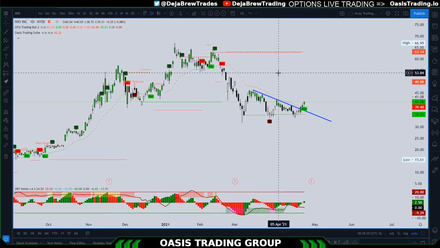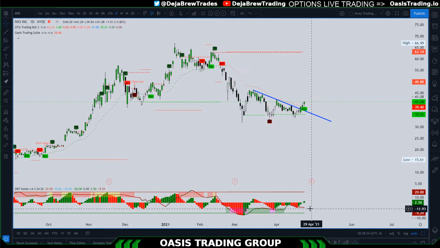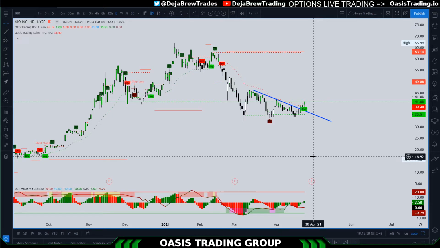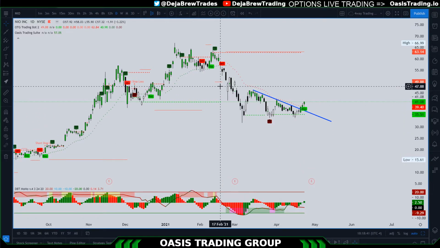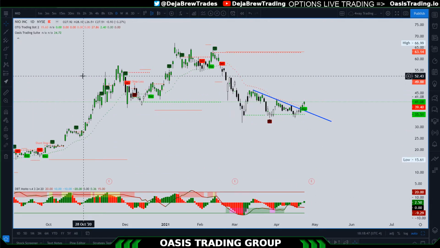Okay. Another thing that I like to do is look at the Momo histogram. If the Momo histogram is above 0, that buy signal is typically going to be stronger. If the sell signal comes in when the histogram is below 0, that is typically going to be a stronger sell signal. Okay?